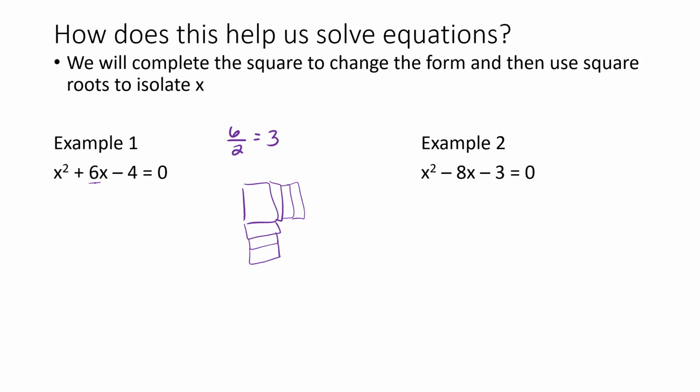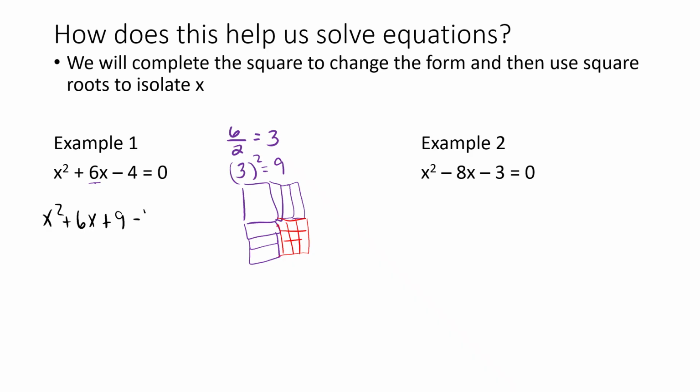Now I'm going to take the 3 and square it. And that tells me this size right here. This is going to be 9 squares deep. So to complete my square, I have to add 9. So I'll have x squared plus 6x plus 9. Okay, so that's what I'm adding.